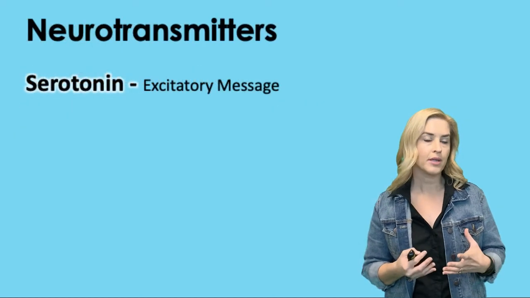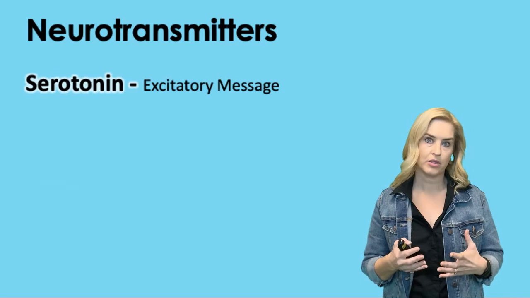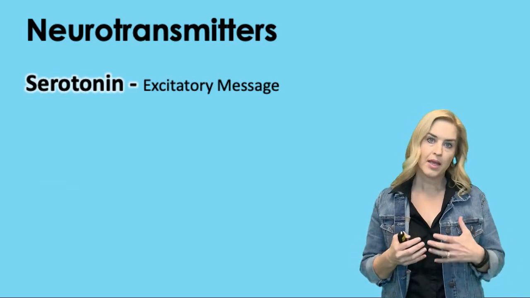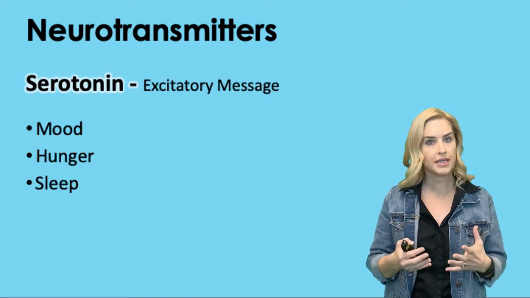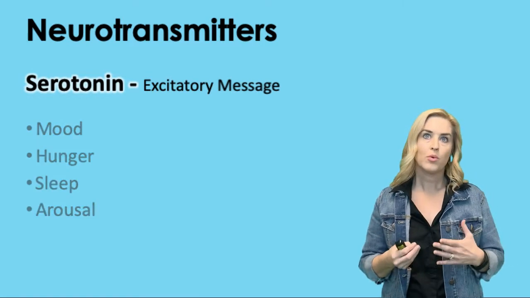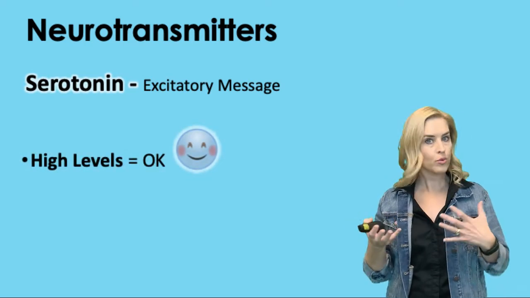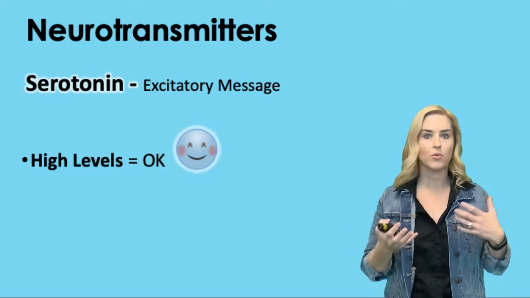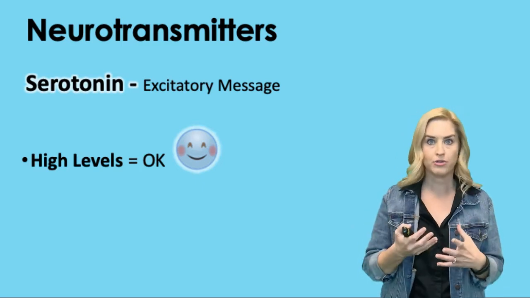Now, serotonin sends an excitatory message, and this excitatory message stimulates the brain. Serotonin is very involved with mood, hunger, sleep, and arousal. When we have high levels of serotonin in our system, we're doing pretty good. We're feeling good, we're really not hungry, our sleep is pretty regulated, we're able to pay attention.